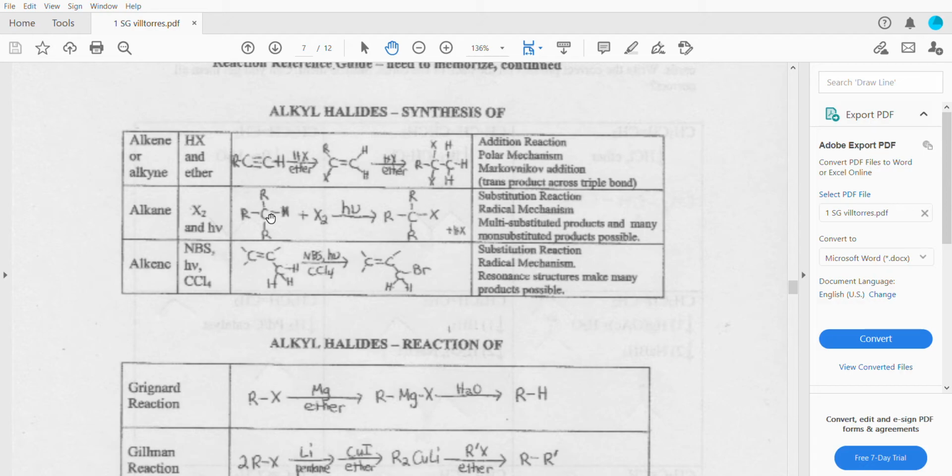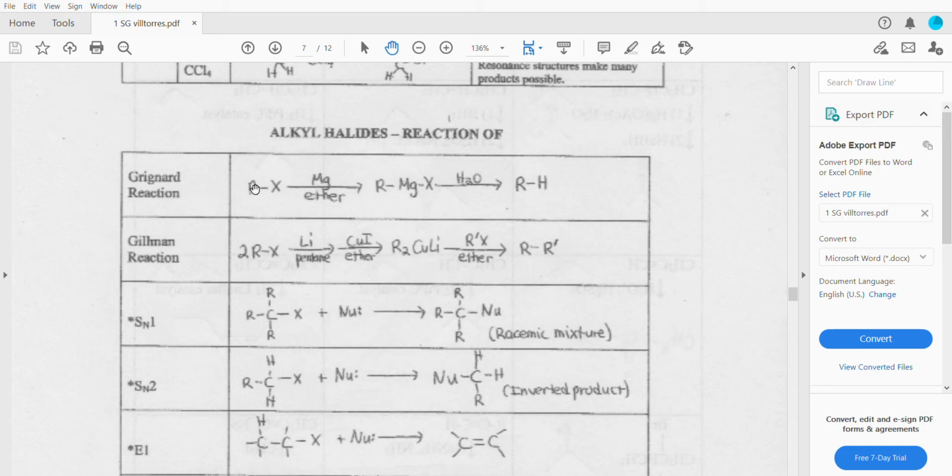Here an alkane is given, with X2 and hv. When you have X2 and hv, it's a substitution reaction, then a radical mechanism, and then multi-substituted product forms here, okay, and mono-substituted products are possible. Now this alkene with NBS and hv, CCl4: in that way you can see substitution reactions, radical mechanisms, and that's where you need to think it through and follow the sequence. You start with these two, and what product is possible, you need to go through step by step.